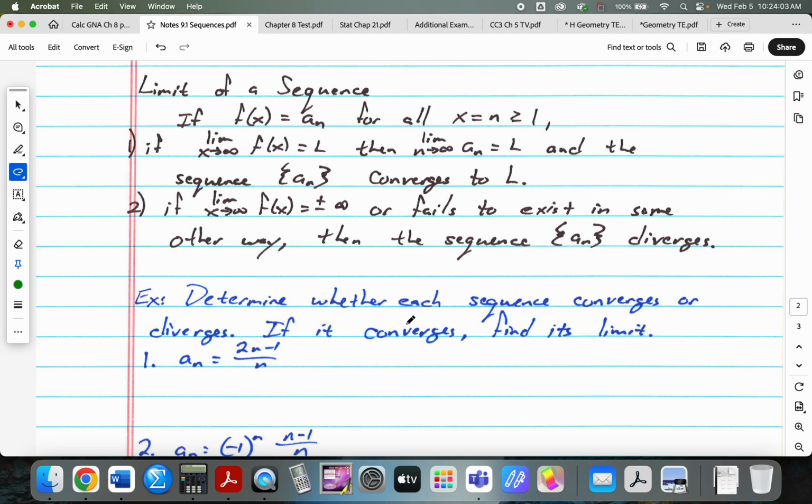Then, if the limit as x approaches infinity of f of x is equal to L, then the limit as n approaches infinity of a sub n is equal to L, and we say that the sequence a sub n converges to L. In other words, that's the value that it eventually approaches. If, on the other hand, the limit as x goes to infinity of f of x is equal to plus or minus infinity, or fails to exist in some other way, and we'll talk about that in a second with an example, then the sequence a sub n diverges.